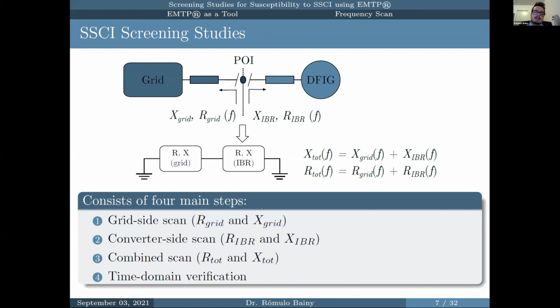The way you do that is a 4-step process. Like I said, we first perform the grid side scan to get the R grid and X grid. Then you do the converter side scan, where you get the R and X for your wind park. Then you combine these results, and you can do that in several ways: using third-party software, using Excel, or using EMTP. Finally, you perform a time domain verification, so you can actually get those oscillations to occur.